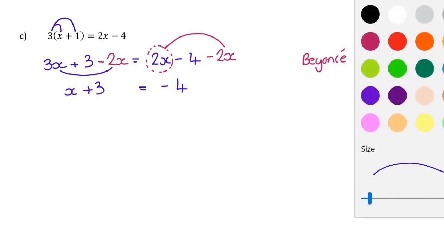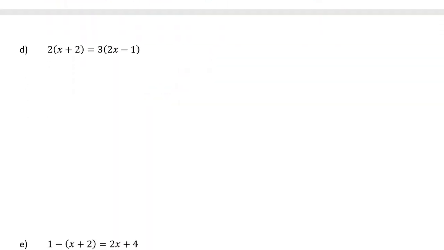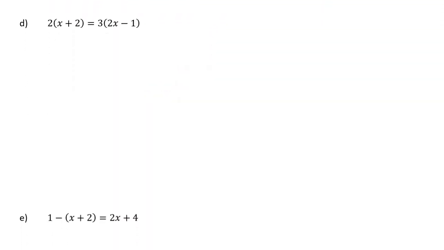And now I'm back to a very easy question because all I need to do is get rid of plus 3, so I'm going to minus 3 on both sides. And so I land up with x is equal to negative 7. Again, you could check to see if you're right. Okay, so this is actually fairly simple. Let's look at the next one.